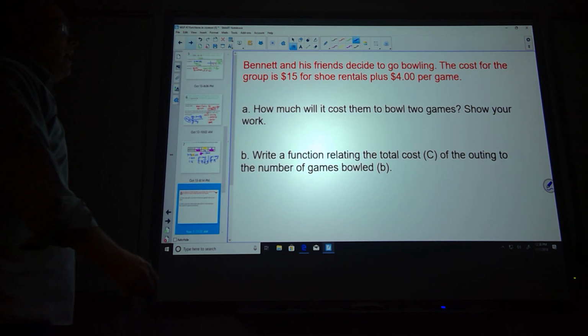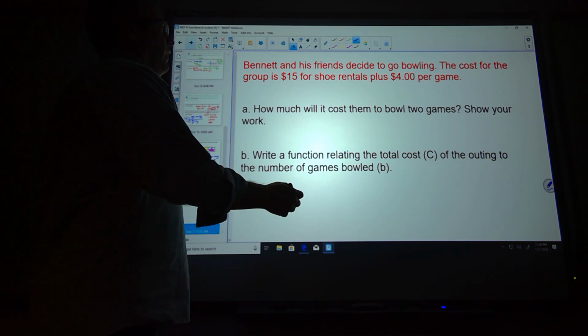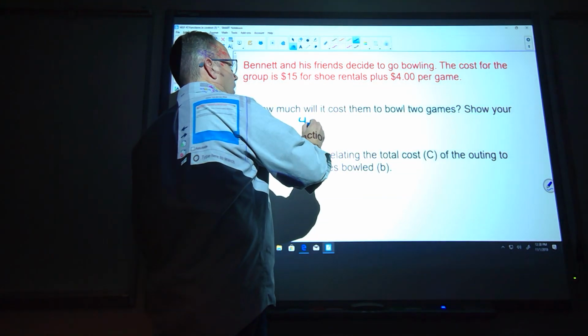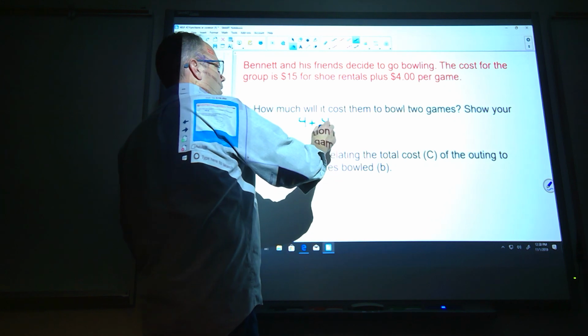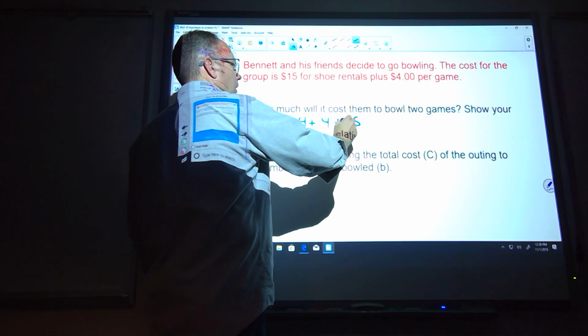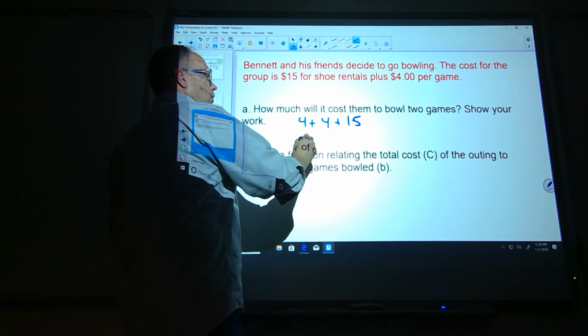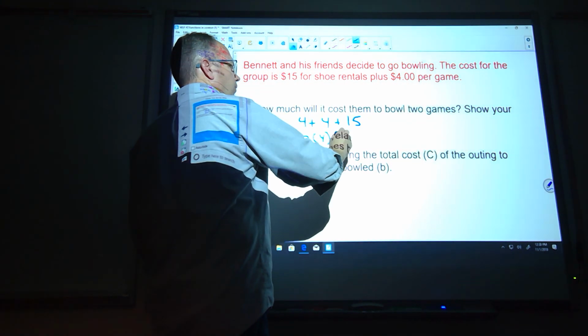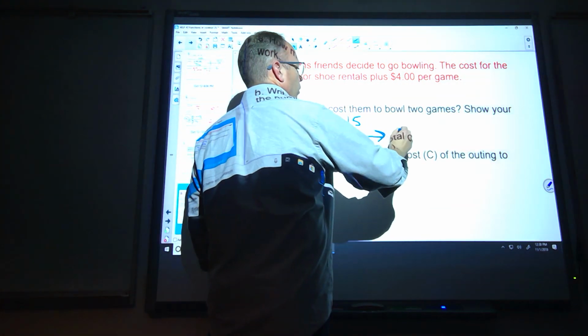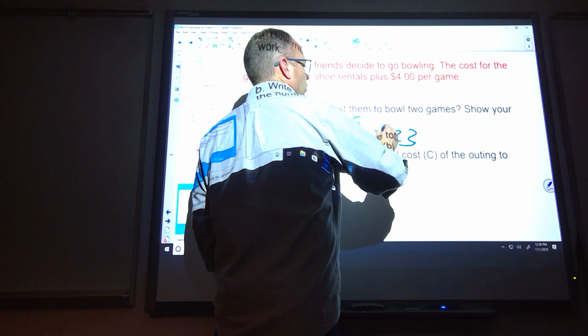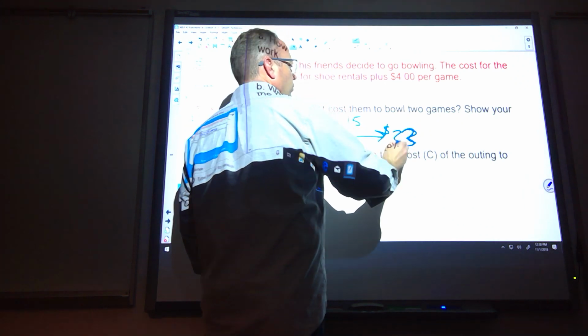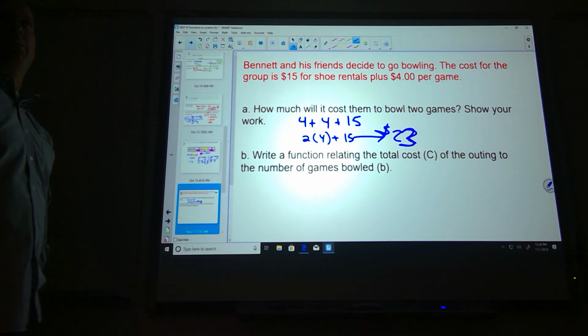All right. So how much will it cost to bowl 2 games? Well, if each game is 4, so that's 4 plus 4 plus the 15, right? Or 2 times 4 plus 15. So that's like 23. So $23 to bowl 2 games? Might be a good price.